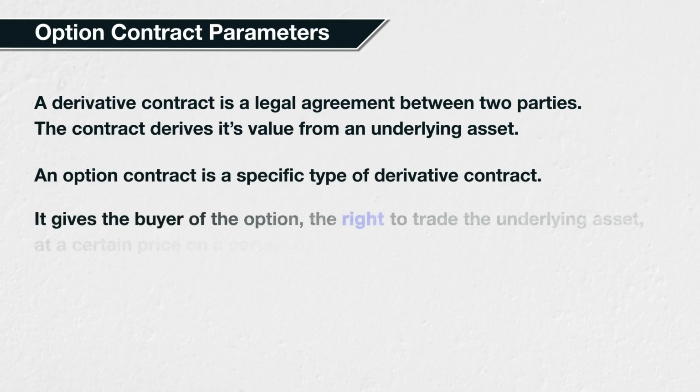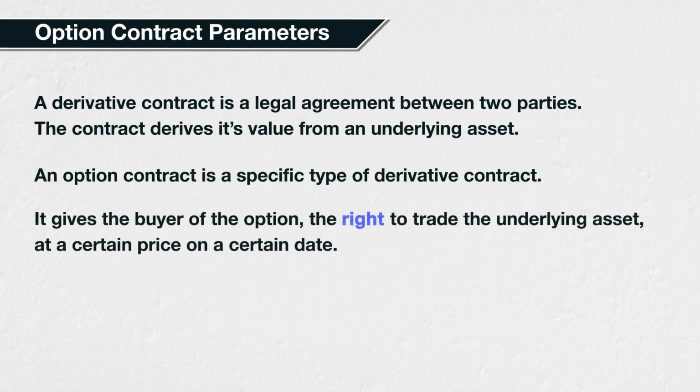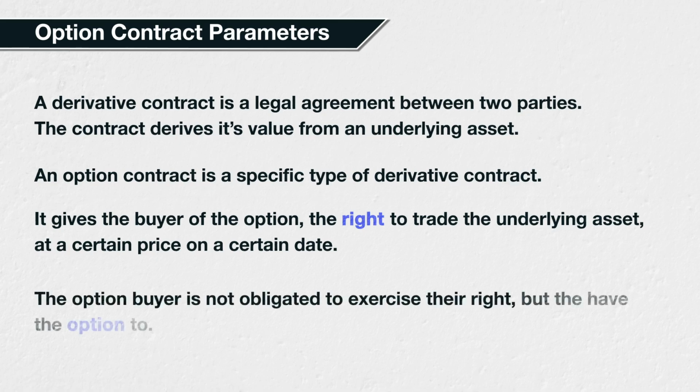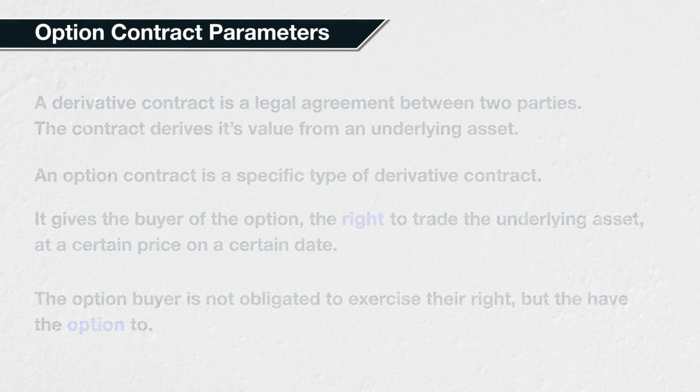It gives the buyer of the option contract the right to trade the underlying asset at a certain price on a certain date. The buyer is not obligated to exercise their right, but they have the option to, hence the name option contract. When looking at an option contract, there will be 5 main parameters to consider.